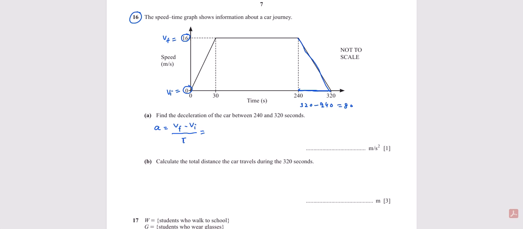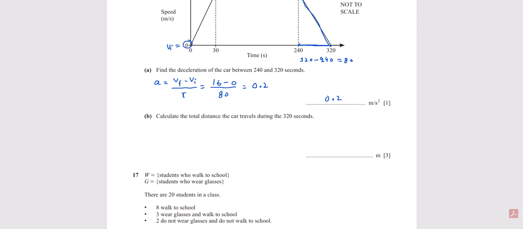So put these values in this formula. Vf is 16, Vi is 0, divided by t, and t is 80. Calculating these values, we get 0.2. So the final answer is 0.2 meters per second squared.